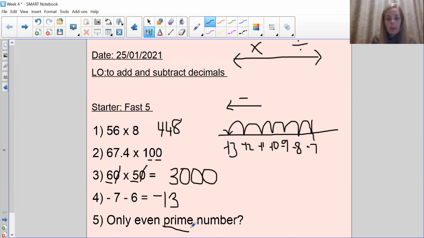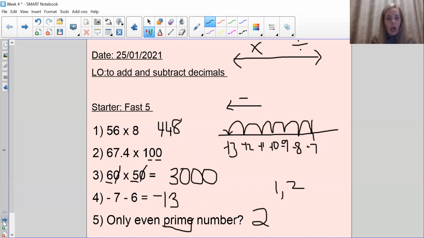And the only even prime number is the number 2. A prime number only has 2 factors, 1 and itself, okay? And 2 is the only even prime number because its factors are only 1 and 2, whereas every other prime number would be divisible by 2, which means it would have more than 2 factors.